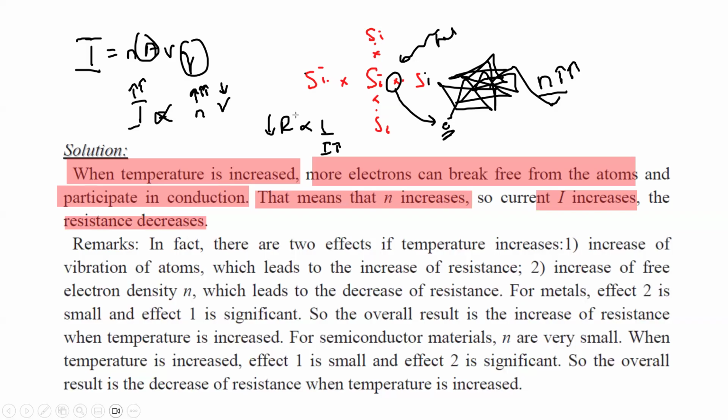One is the drift velocity. Drift velocity always decreases with temperature. If you increase the temperature, the drift velocity will decrease as there is more random motion. So drift velocity is decreasing, but the number of the charge carriers is increasing, and that increase is more than the change in the drift velocity. That's why the current will increase. Is it clear, this one?